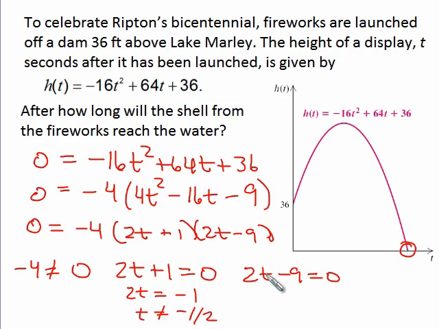So let's look at the third factor. Adding 9 to both sides gives me 2t equals 9, and then dividing both sides by 2 gives me 9/2, which is a positive number. So it either takes 9/2, or I can write this as a mixed number, 4.5 seconds for the shell to hit the water.